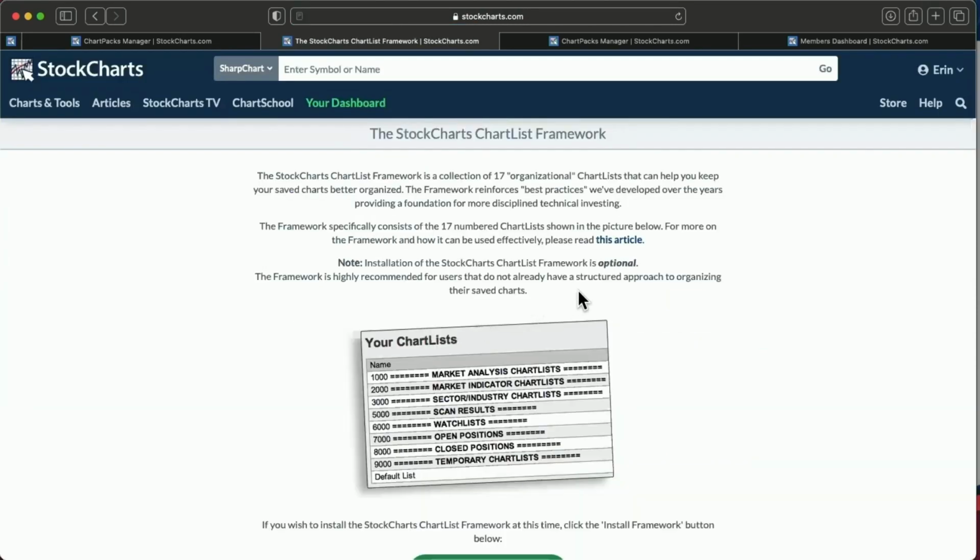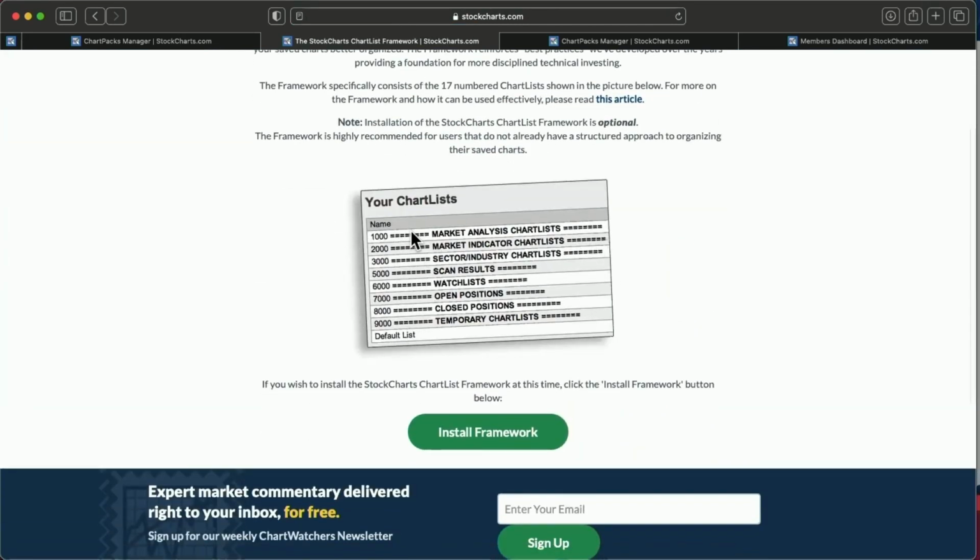This is the StockCharts framework. And this is what I was talking about, using numbers to organize what you're looking at. Now, for me, since I use those DecisionPoint chart packs, I don't use the framework quite so much, just because the chart packs are already organized for me for DecisionPoint. But it's very easy, again, to install it, and it's going to set you up with these headings in your chart list, and then you can pretty much change the number. So for example, if you have scan results and you have a bunch of different scans that you have chart lists for, you would just number them 5100, 5200, however you want to do it.